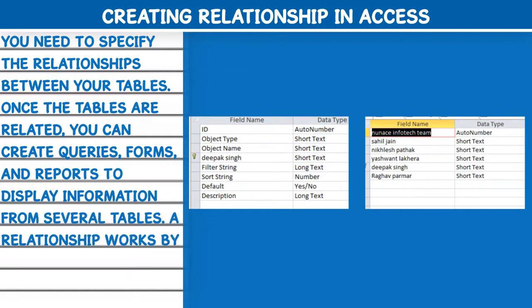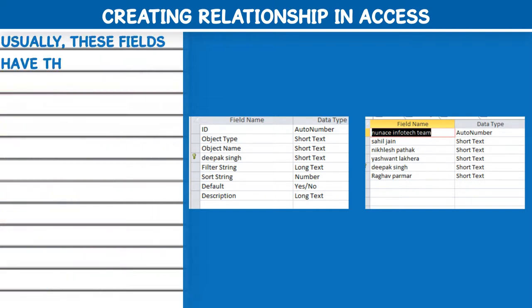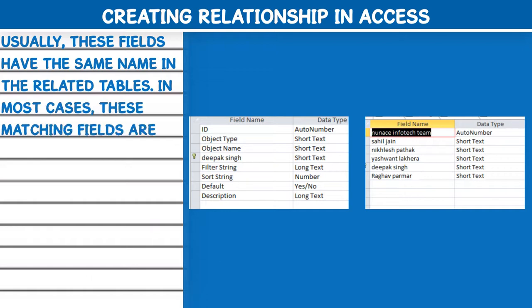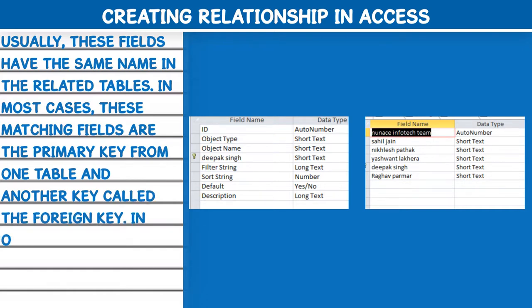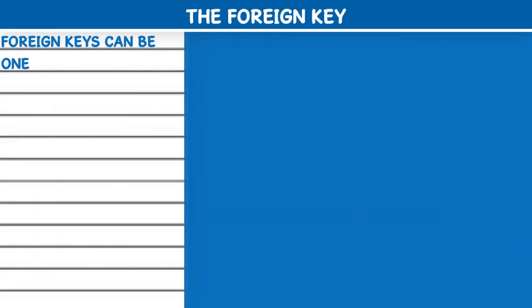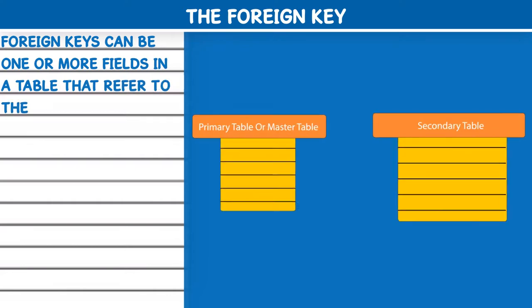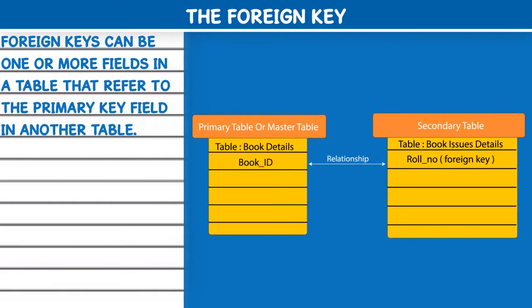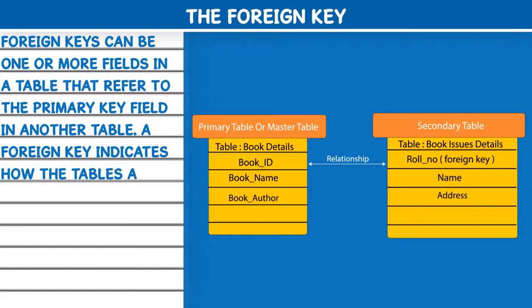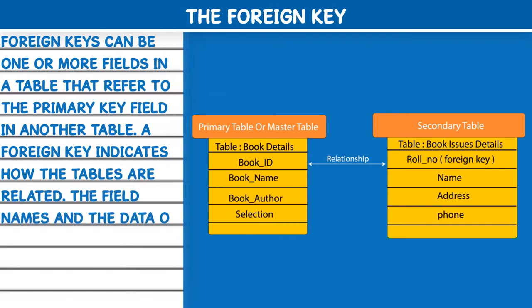A relationship works by matching the data in the key fields. Usually, these fields have the same name in the related tables. In most cases, these matching fields are the primary key from one table and another key called the foreign key. In other words, you use primary keys to create a relationship. Foreign keys can be one or more fields in a table that refer to the primary key field in another table. A foreign key indicates how the tables are related. The field names and the data of the primary key and foreign key have to be the same.